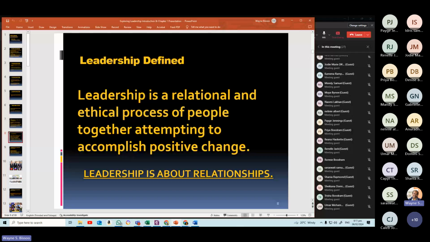All right. So let's look first and foremost at how the model, that you would come to recognize as the relational leadership model, is defined. Leadership in this model is defined as a relationship and ethical process of people together attempting to accomplish positive change. And the focus of this definition is about the fact that leadership is about relationships.